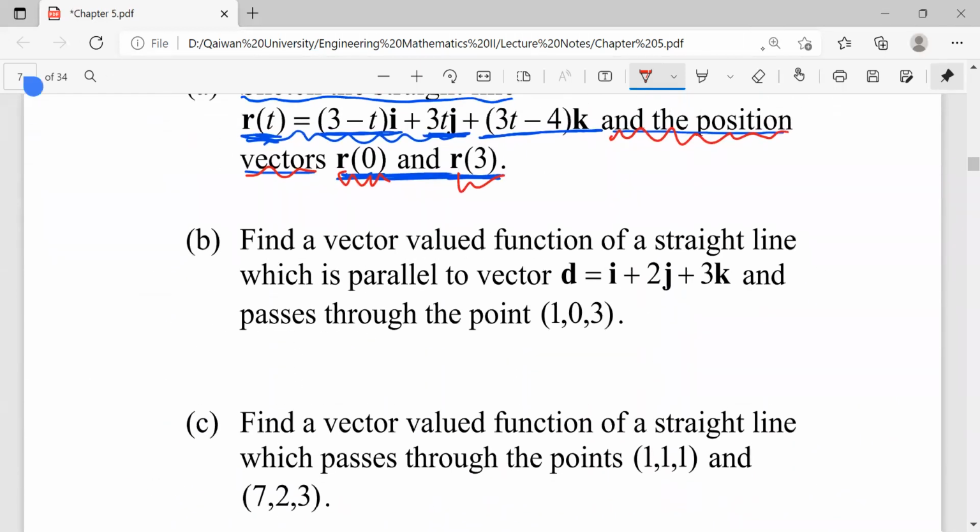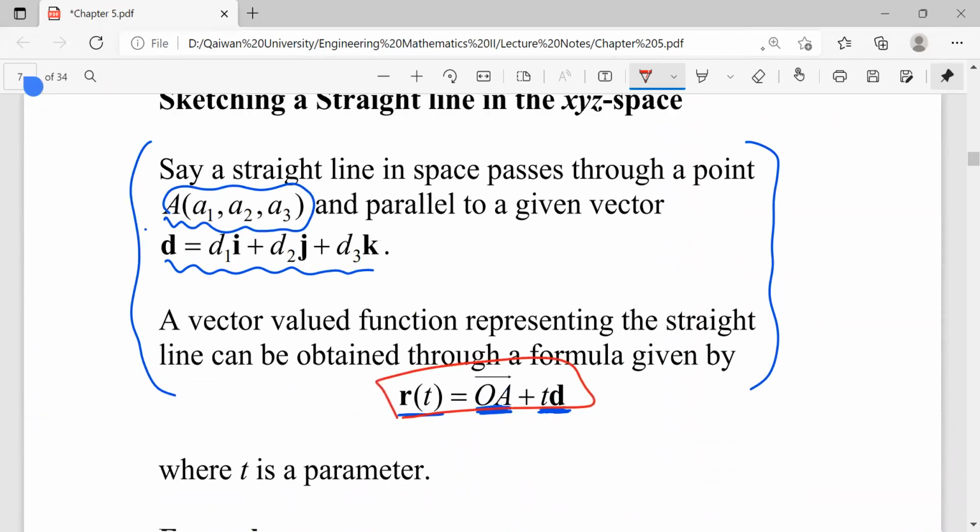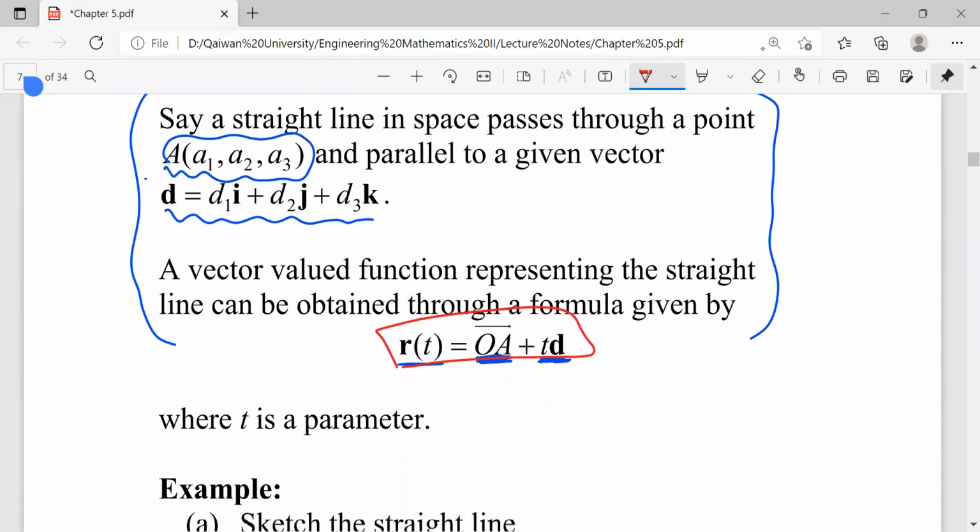For the second one, it says find a vector valued function of a straight line which is parallel to this vector and passing through this point. Here we apply the above rule. We said to find the vector valued function which represents the equation of a straight line, we apply this rule: the vector from the origin to point A plus t times the vector d.